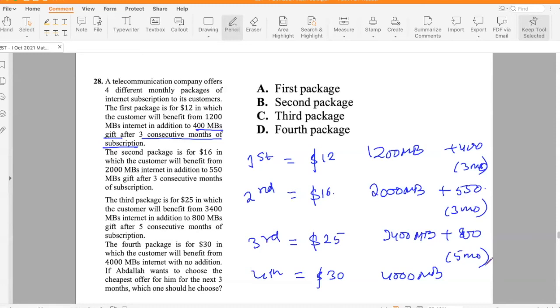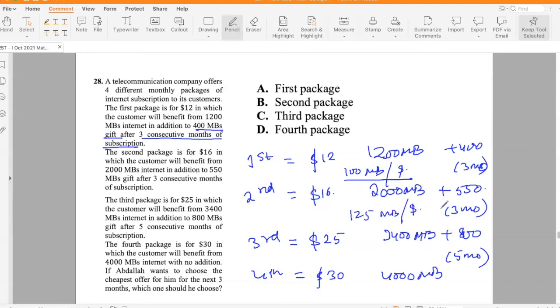Okay, so for the next 3 months, he is getting the cheapest offer. Okay, so in the first case, he is getting 1200 MBs for $12, right? So that would be 100 MBs per dollar. So this is 100 MBs per dollar. Here he's getting 2000 MB for 16. So let's plug that in. 2000 divided by 16. So that's 125 MB per dollar.